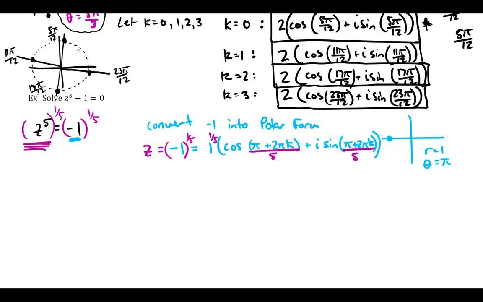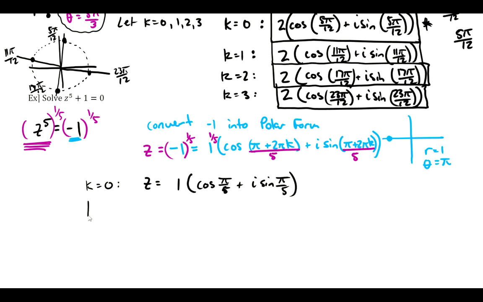So our z then in this problem, again, we're going to let k equal 0. So this is for k equals 0 now. This one's at least set up a lot faster. 1 to the 1/5 is instantly 1. And then if I let k be 0, I would have cosine of pi fifths plus i sine of pi fifths.